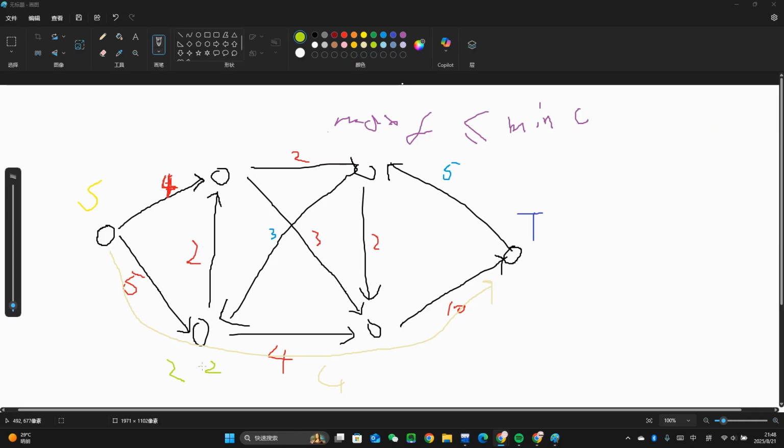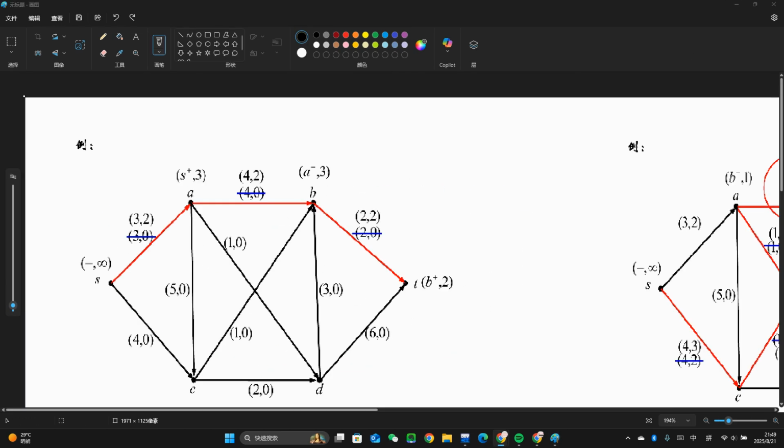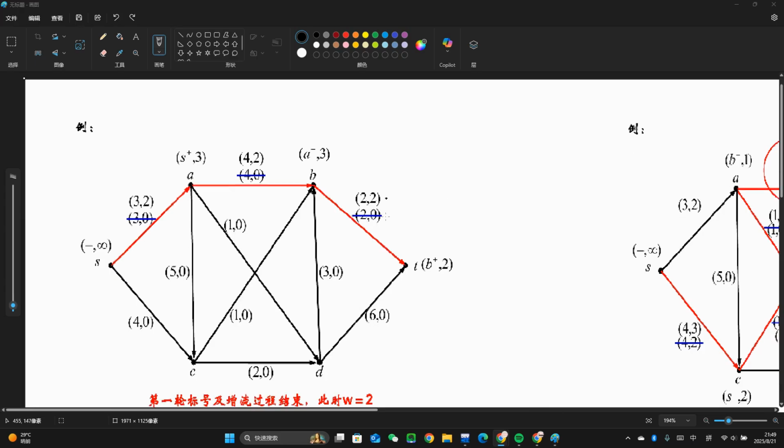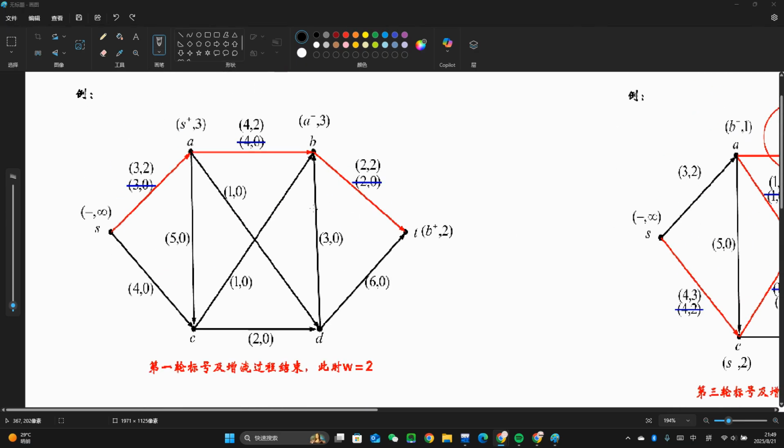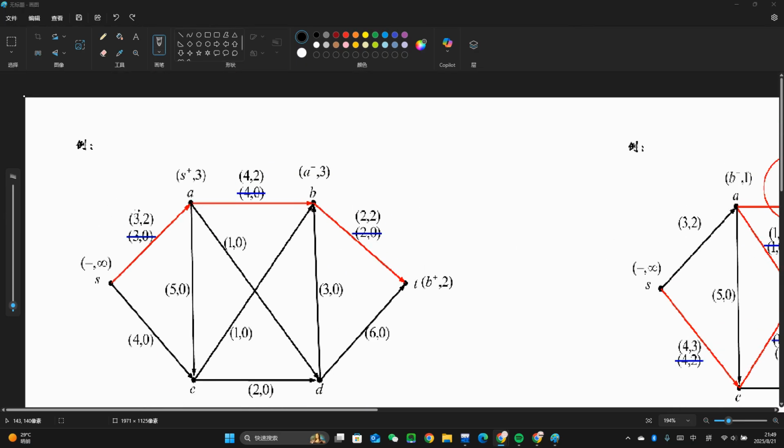This is an increased flow path with an increased capacity of 2, because currently we only have a flow of 2, but this path can have at most 4. So essentially, Ford-Fulkerson is just an algorithm that repeatedly finds an increased flow path. In this graph, this is the first increased flow path, and then we have a second one, and a bunch of others over there, and we're just going to look at the first one for now.